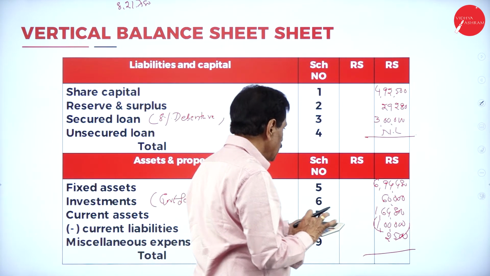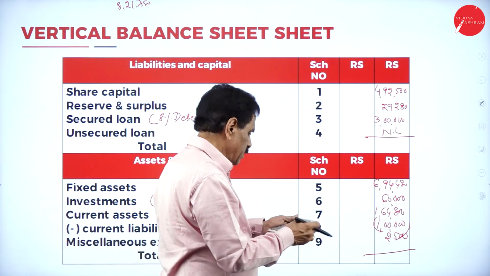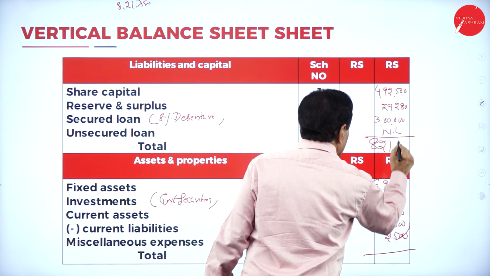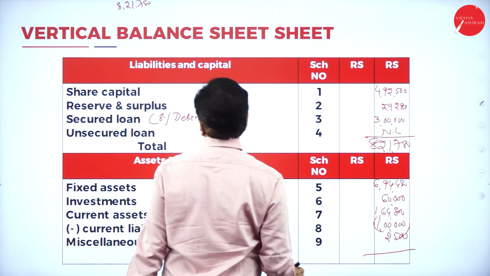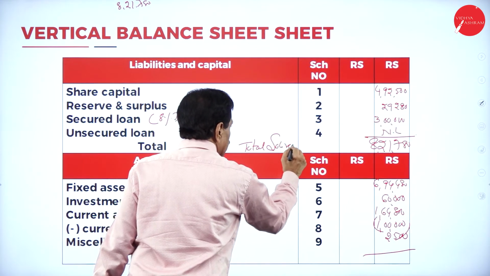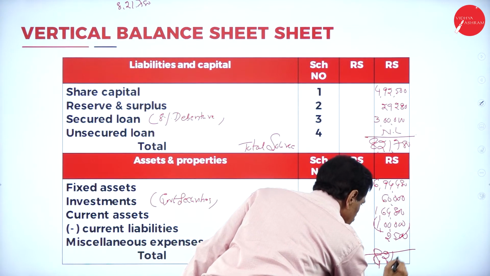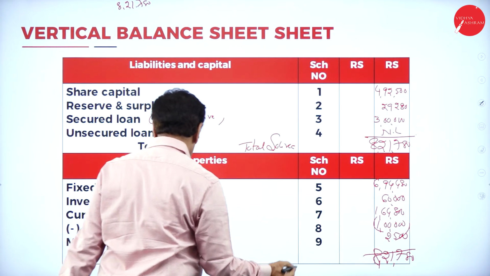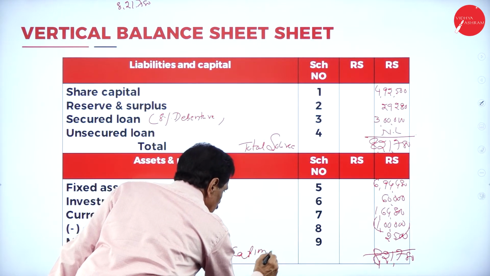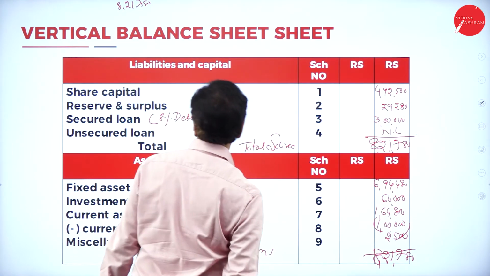Add 6,94,480 plus 60,000 plus the rest, 8,21,780. Total source 8,21,780. This is total application, 8,21,780. So the vertical column balance sheet here, assets and liabilities here.